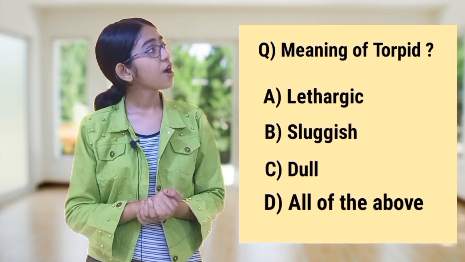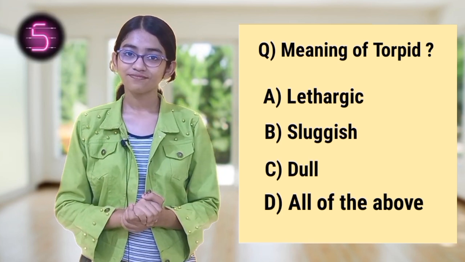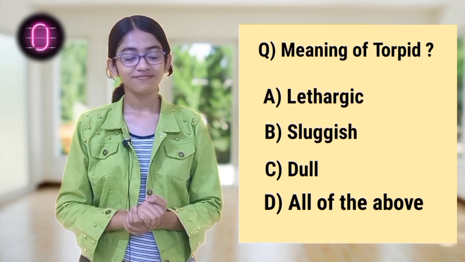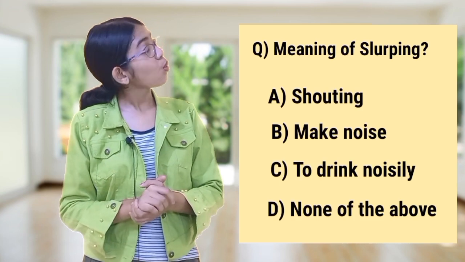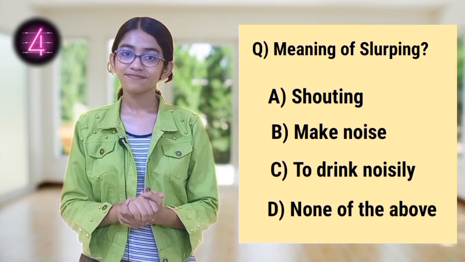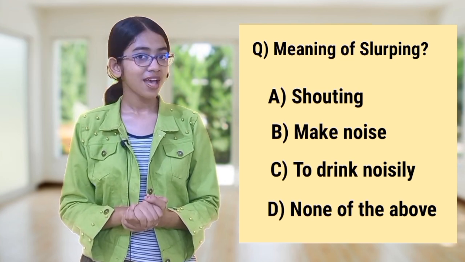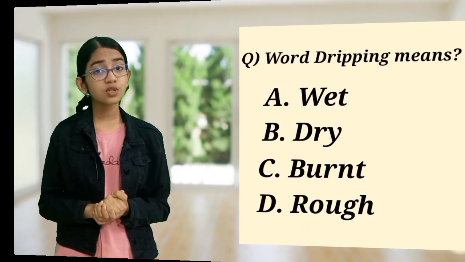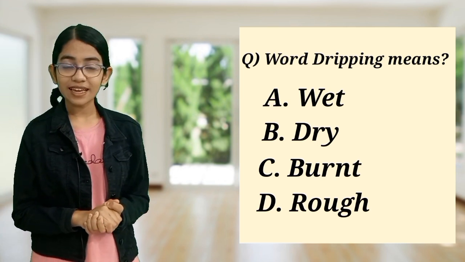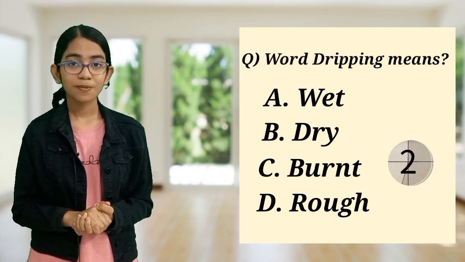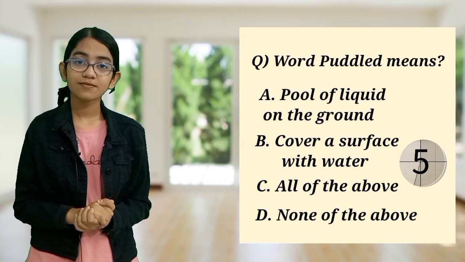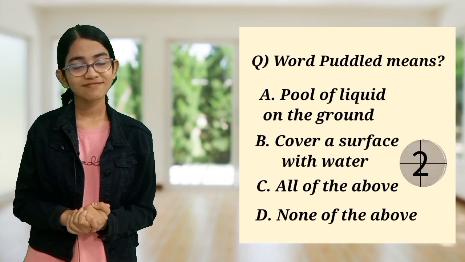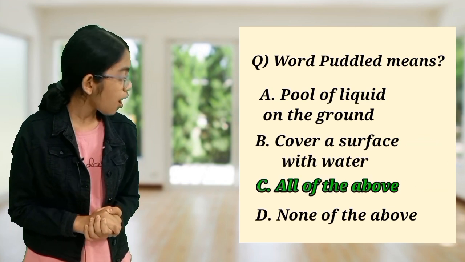Now, your second question is, what is the meaning of the word torpid? The correct answer is D. All of the above. Now, your third question is, what is the meaning of the word slurping? The correct answer is C. To drink noisily. Your first question is, what is the meaning of the word dripping? The correct answer is A. Wet. Now, your second question is, what is the meaning of the word puddled? The correct answer is C, all of the above.